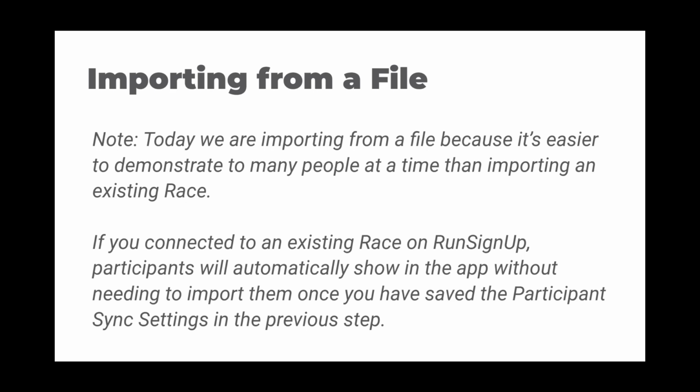If you were scoring a race that's connected to RunSignup, those participants are going to show up immediately in the app without needing to import them once you have saved the sync settings in the previous step. So maybe after today, you go in, you import a race from RunSignup that you had access to. The participants are just going to show up in there automatically. Today, we're just going to demonstrate how to do it from a file because it's a lot easier to do that for a bunch of people at once.